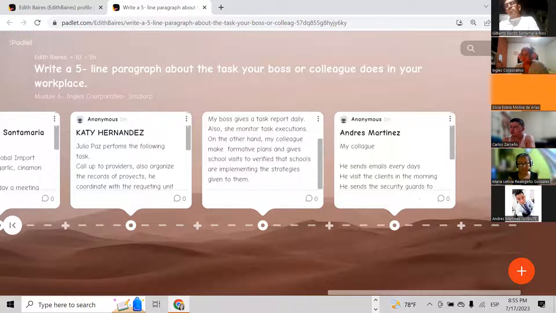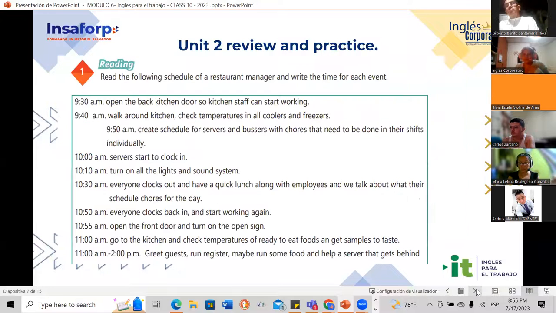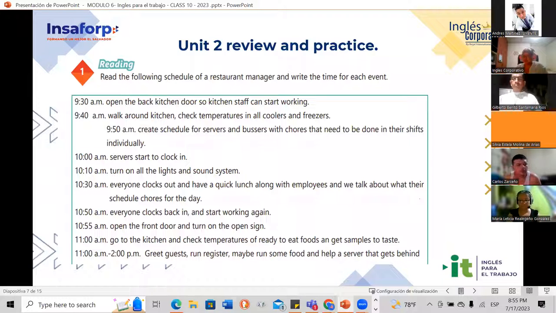Okay, good. We're going to continue. Okay, here we have a reading. Read the following schedule of a restaurant manager and write a time for each event. So it is like a schedule, like daily routines in a restaurant. Who wants to help me to read that? Andres? Okay, Andres, go ahead. Read the following schedule of a restaurant manager and write the time for each event.